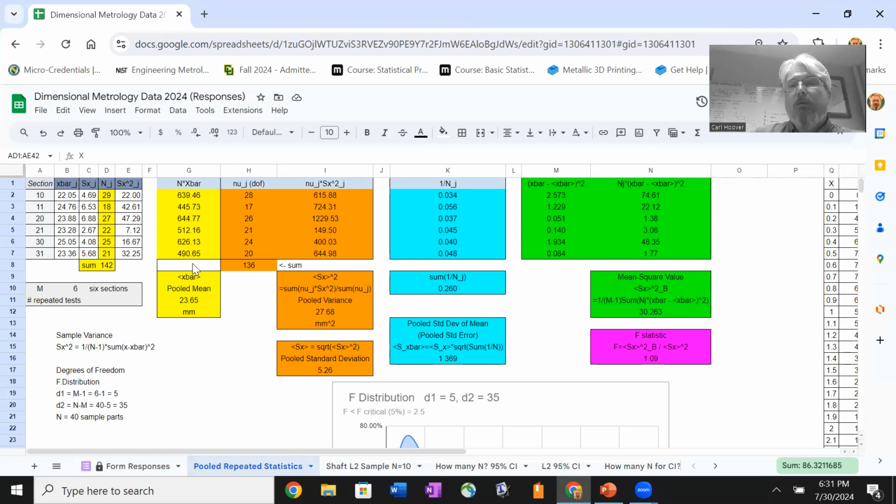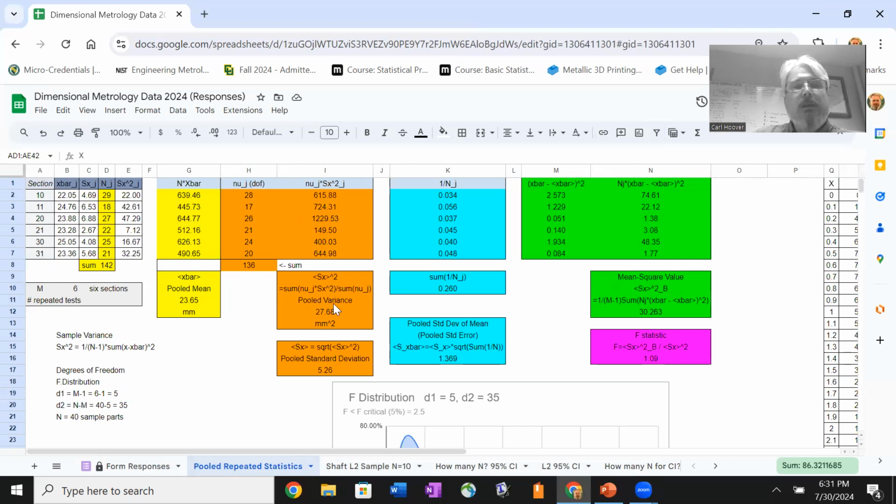So the first thing we want to do is compute the pooled mean. And so we just calculate n times x bar. And for that, we then divide by the total number of samples, 142, and the pooled mean is then 23.65, which actually is very similar to the average of these guys.